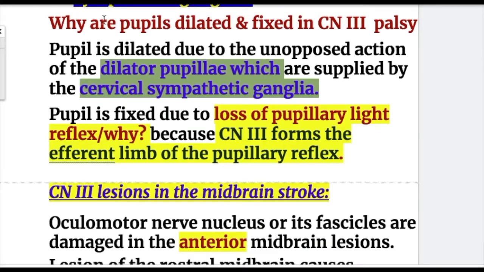And the pupil is dilated and fixed in third nerve palsy. So why is it so? Pupil is dilated in CN3 palsy due to unopposed action of the dilator pupillae, which are supplied by the cervical sympathetic ganglia. And pupil is fixed. Why? Due to the loss of pupillary light reflex. Why? Because cranial nerve 3, oculomotor nerve, forms the efferent limb of the pupillary reflex pathway.